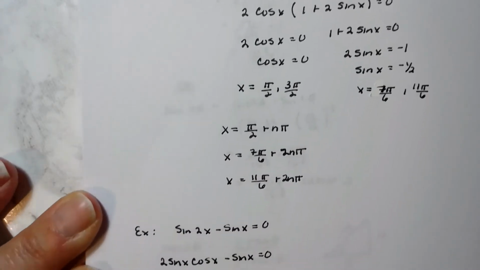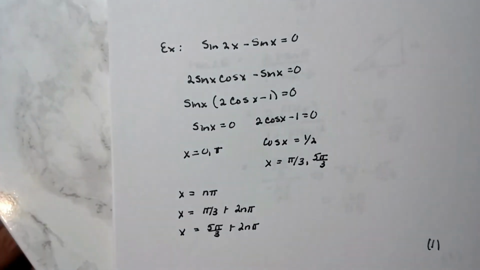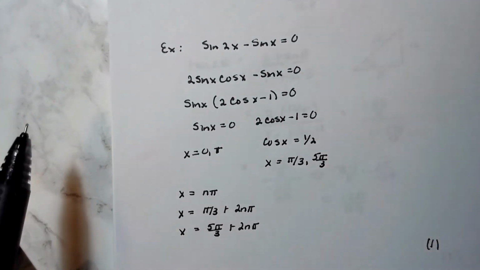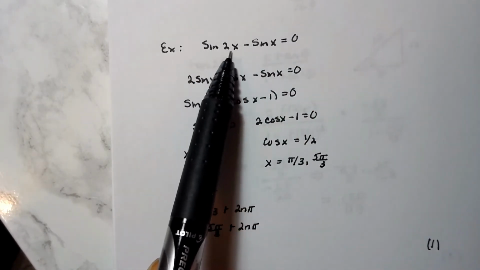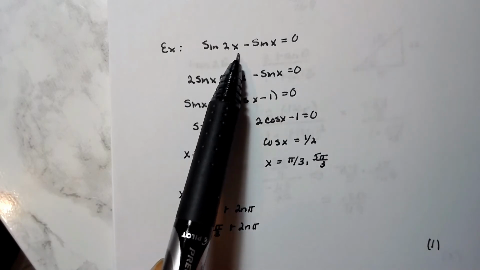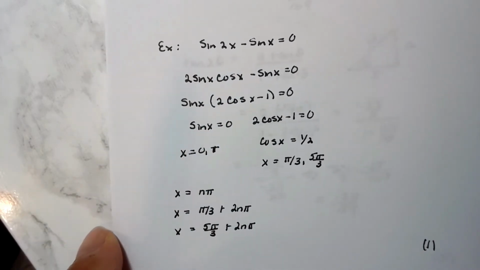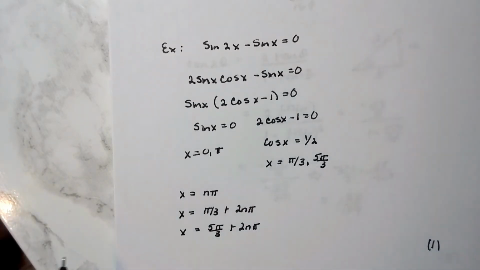A simpler version is this little problem right here: sine 2x minus sine x equals 0. Again, if I scan from left to right, I notice this is not just an x anymore, it's something times x, namely a 2. So I'm going to use my double angle formula for the sine, which is 2 sine x cos x. Going to bring that down, set it equal to 0.